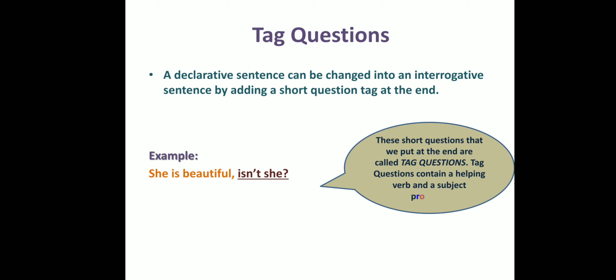Let's see what's written here. These short questions that we put at the end are called tag questions. So this short question, isn't she? This is called a tag question. Tag questions contain a helping verb and a subject pronoun. See, isn't is a helping verb. I took a helping verb and then I added not. So that is a helping verb and a subject pronoun. She will come back over here and it will always be a pronoun. You will not add a noun over here. We'll move on to understand the next part.